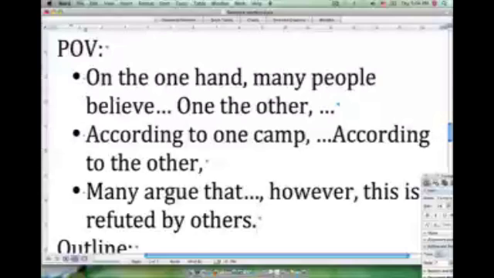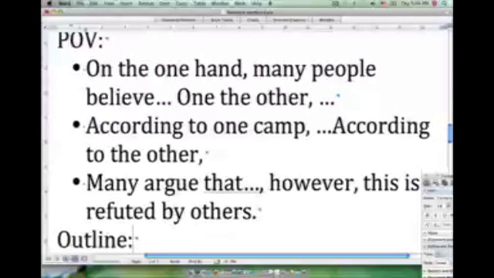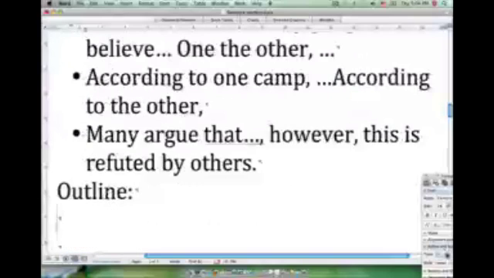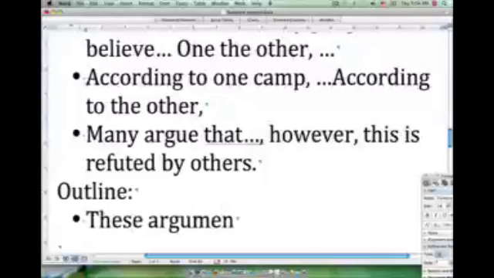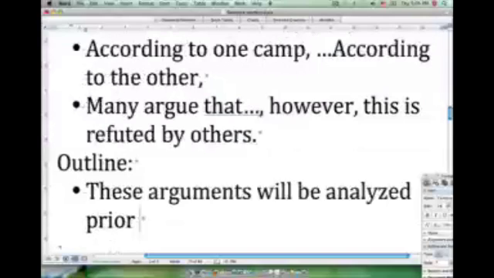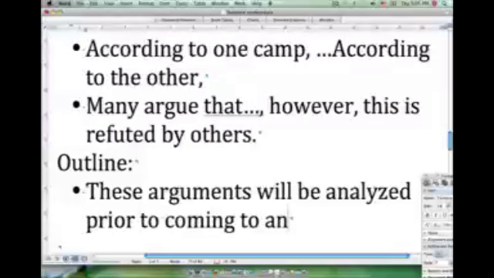Now for the outline, it's kind of a stock sentence that you can commit to memory, and you're just basically going to state that you're going to analyze the 2 points of view, and that eventually you're going to present your own stance on the issue. So you could use a phrase such as, perhaps these arguments will be analyzed prior to coming to a reasoned conclusion.